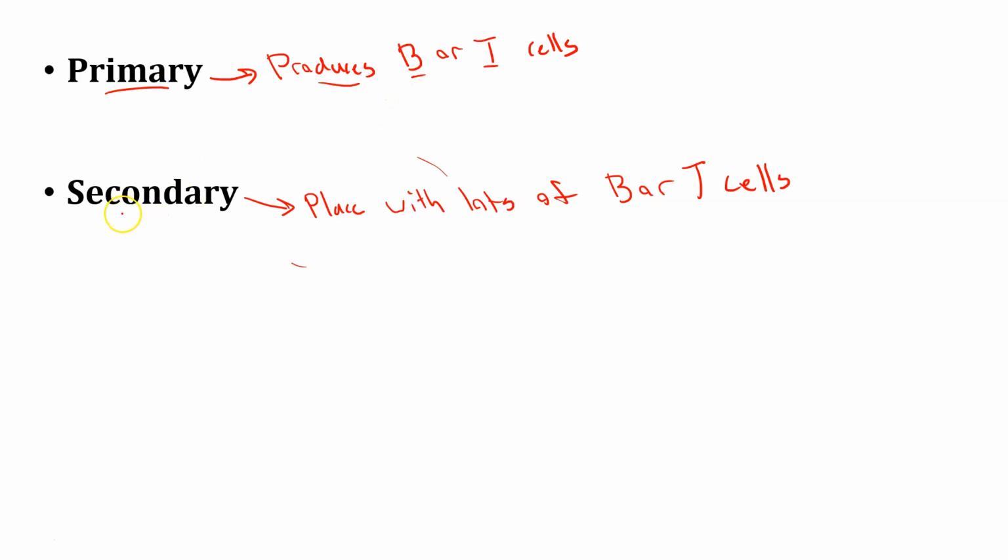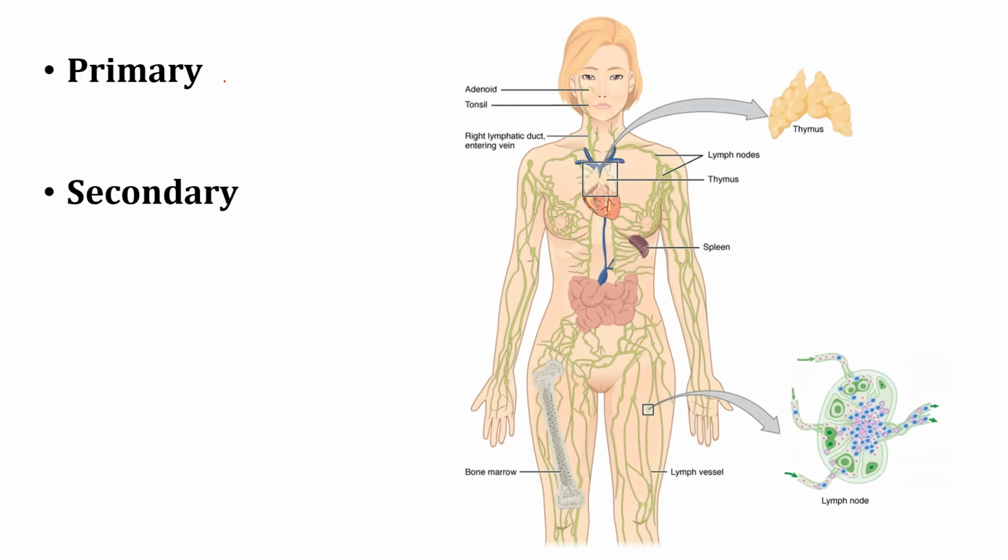So even though there are a lot of cells being produced in the secondary organs, they're all copies or clones of cells that were originally made in the primary organs. So keep that in mind. That will help you distinguish between primary and secondary lymphoid organs.